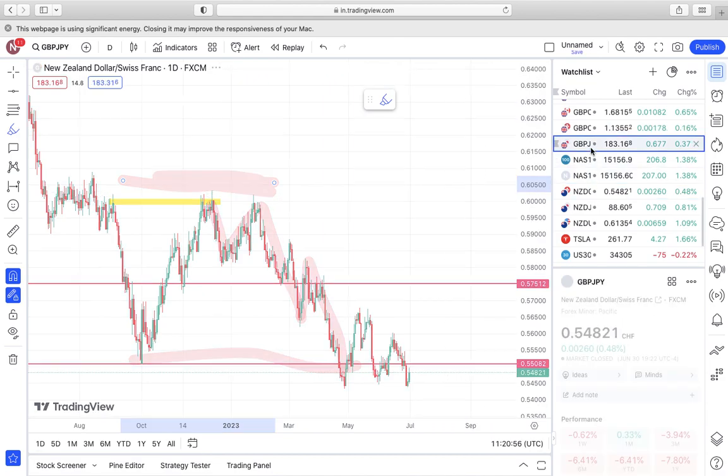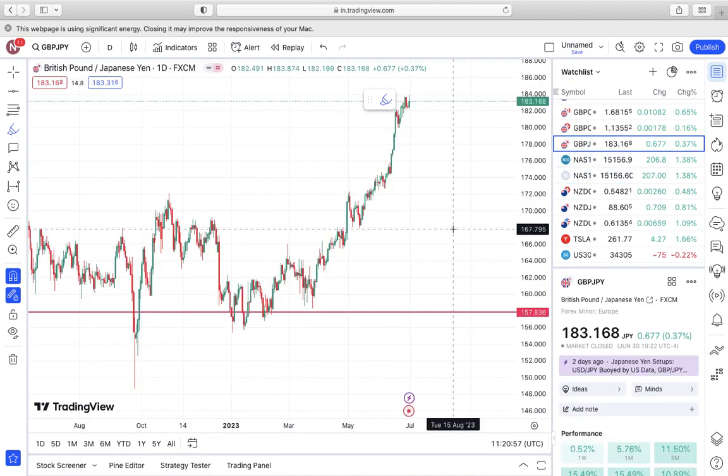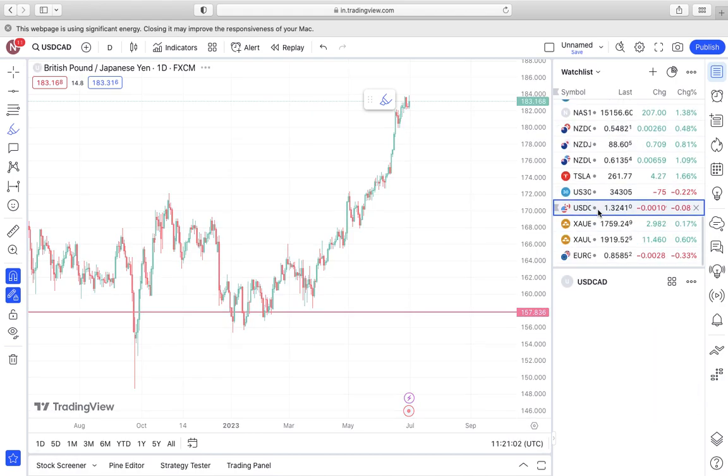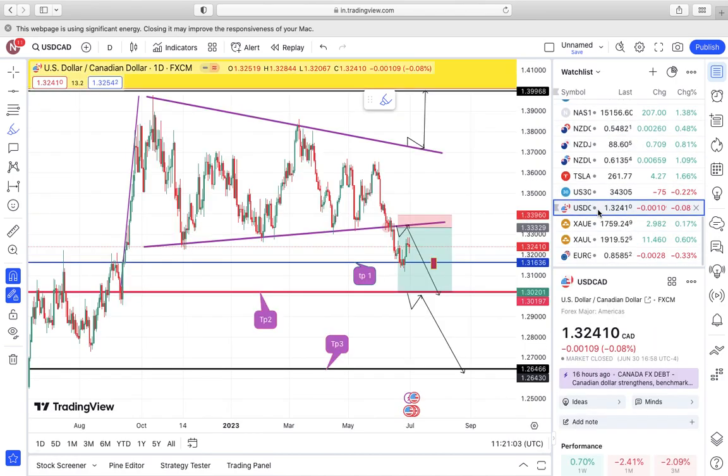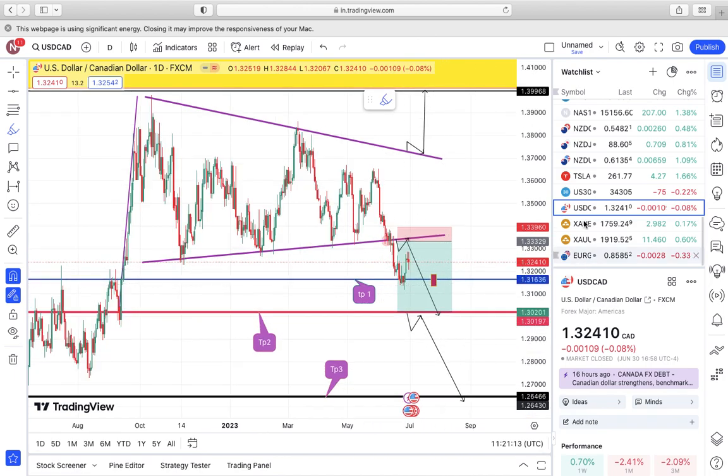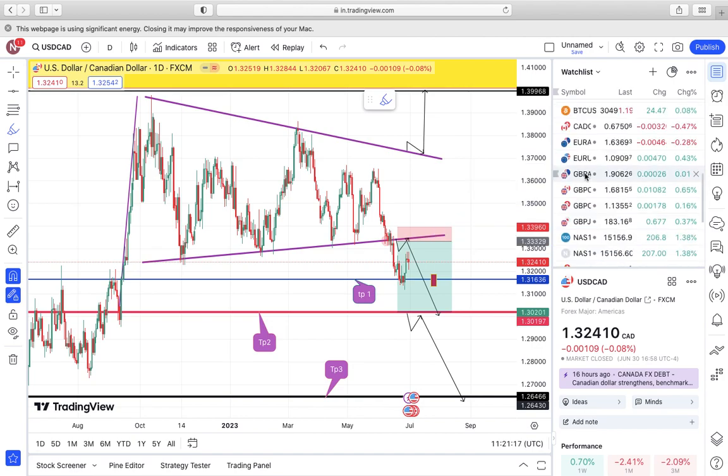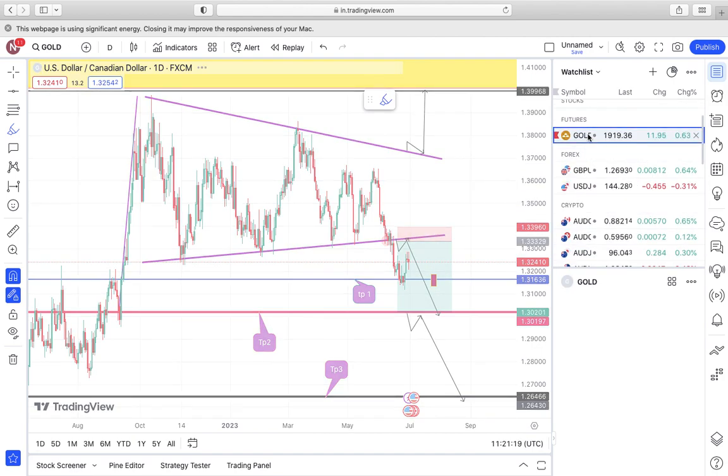That is it. Let me confirm if there is a pair which formed a possible double top. Guys, we will be doing top down analysis. This one is a market where we hit TP1 and the market started going up. We are waiting for the market to hit TP2, then TP3. That one is USD CAD, and that one is pure analysis on USD CAD.